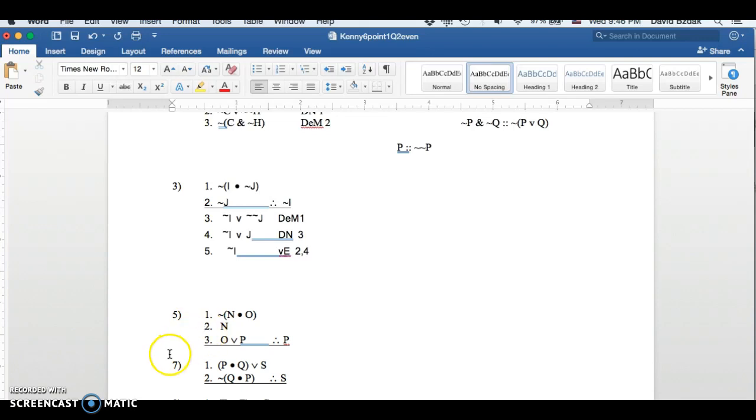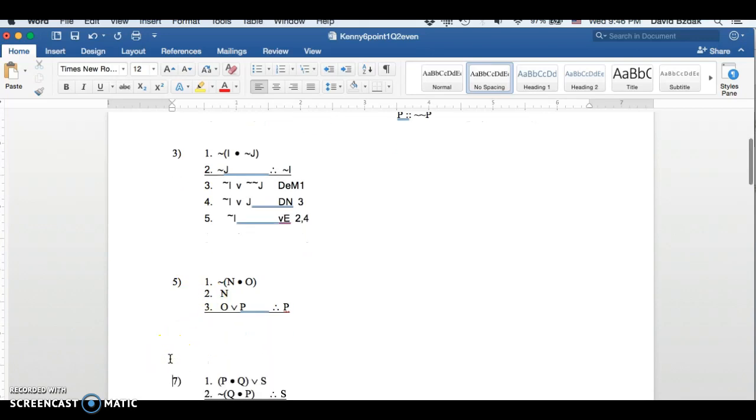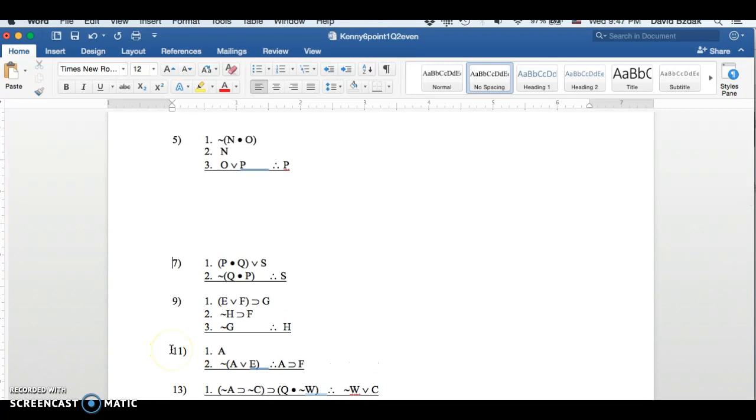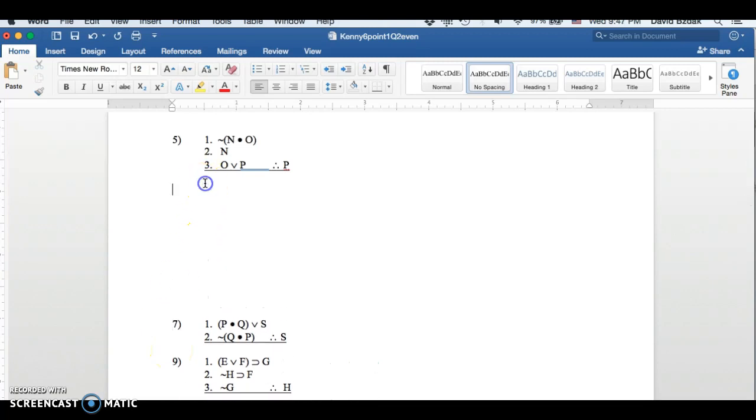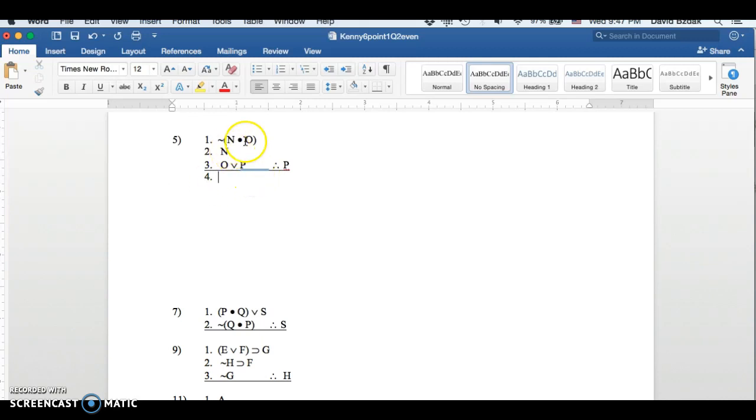Okay, number 5. Let's see. Okay, so here we've got 3 premises. We could do a De Morgan's on number 1. That would give us not N or not O. Right? Distribute the negation across both and change the conjunction to disjunction.